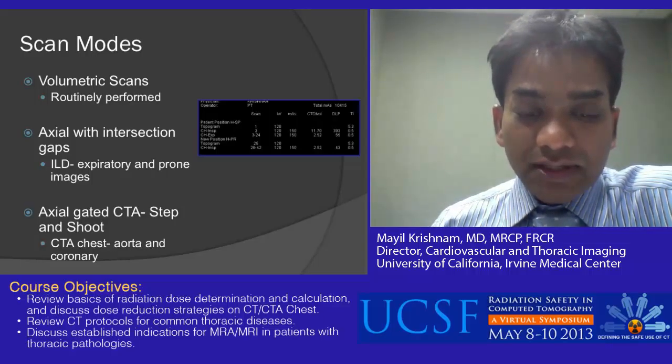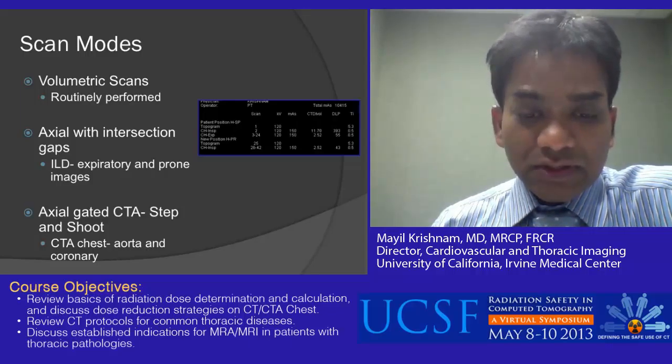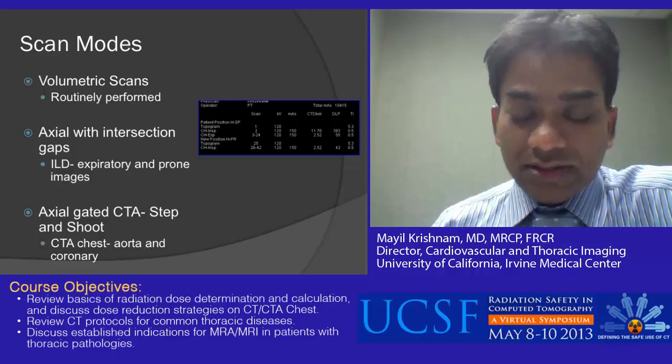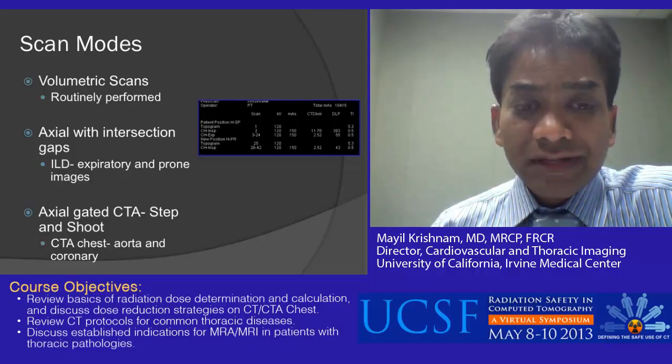showing DLP much lower than the volumetric scans. Axial step and shoot technique can be used to assess aorta and coronary arteries, which can result in lower dose compared to a retrospective gated CTA. Next slide.